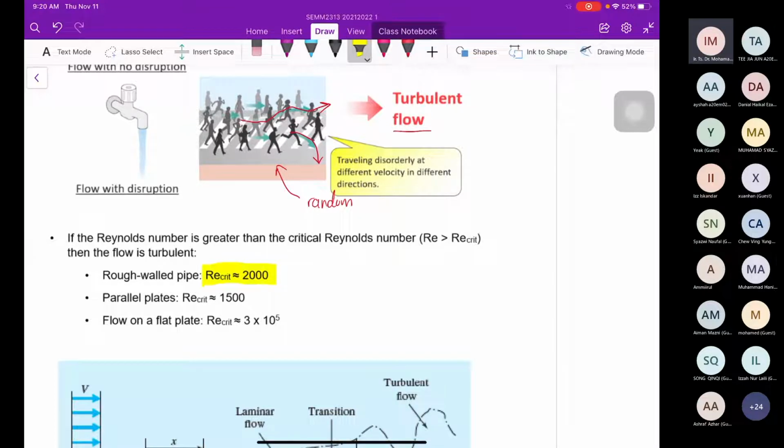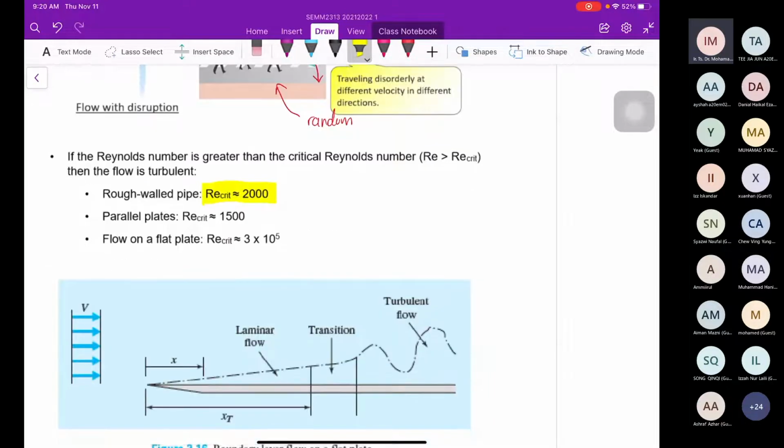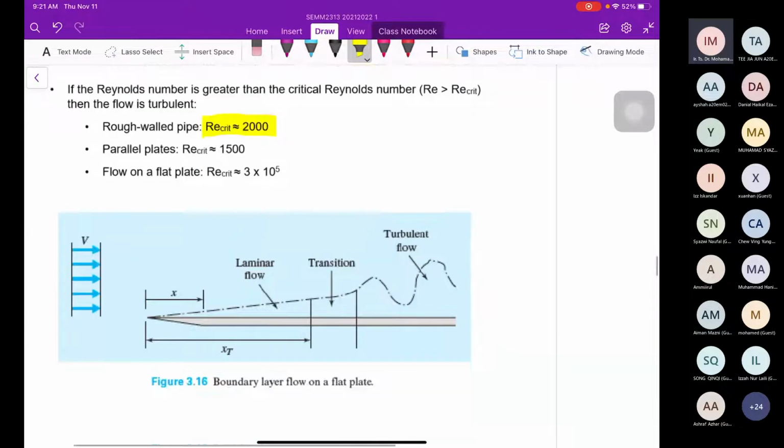This is for different geometry, different cases. For example, for a rough wall pipe, the critical Reynolds number is around 2000. If it is more, it is turbulent. However, for the parallel plate, the critical Reynolds number is 1500. For the flow on the flat plate, it is 3 times 10 to the power of 5. So this is the critical Reynolds number that differentiates whether the flow is turbulent or laminar.